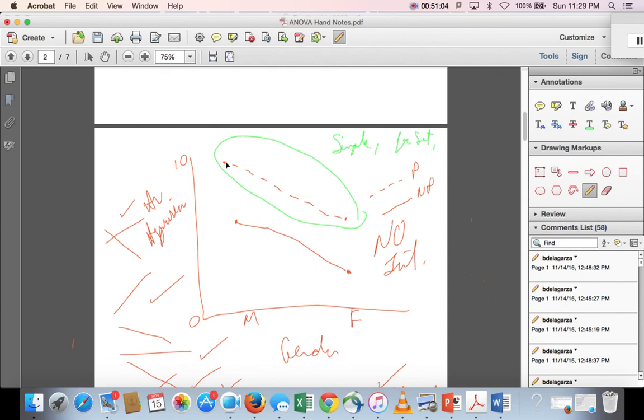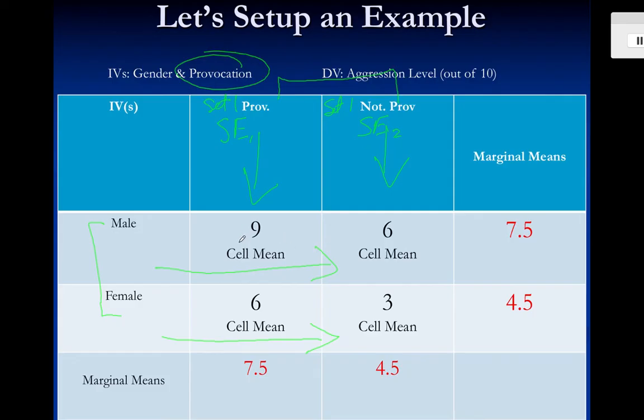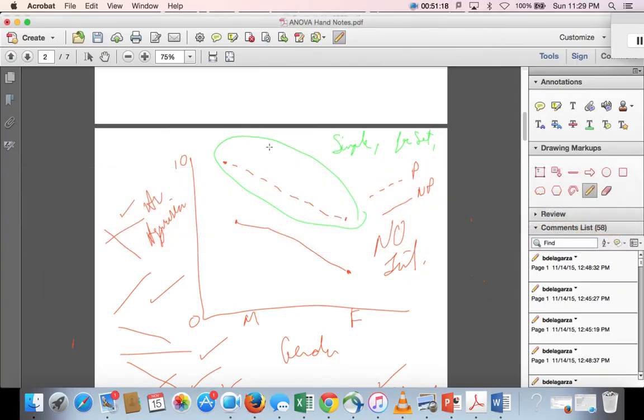Again, remember those scores were 9 and a 6, if I'm not mistaken, for people who were provoked, male and female. Here again, male and female, my averages were 9 and 6 for people who were provoked. So there's that simple effect. My second simple effect compares males and females who were not provoked. There we go, male and female values for people who were not provoked. This is my simple effect number 2 for set 1.